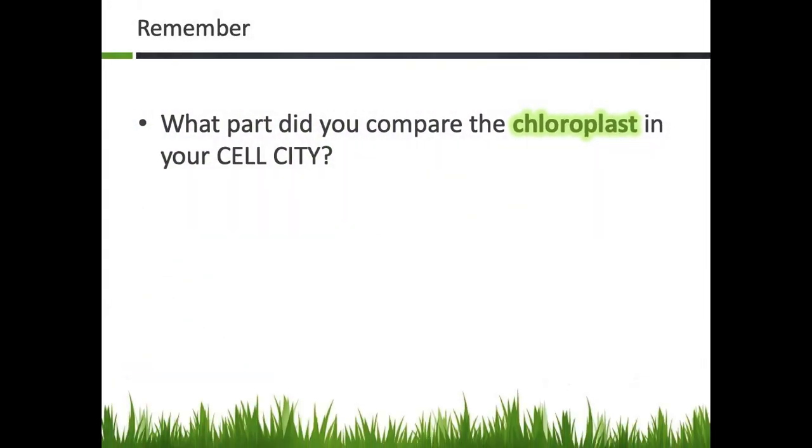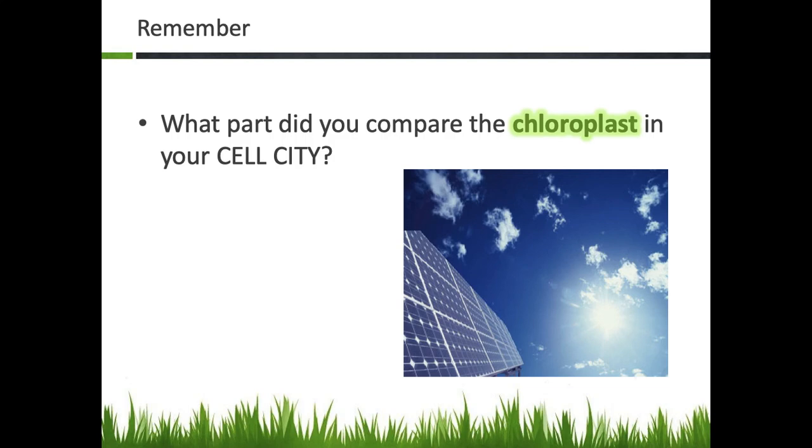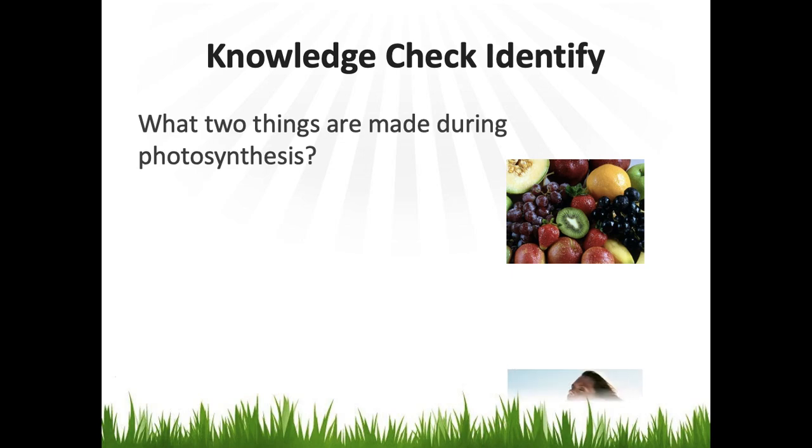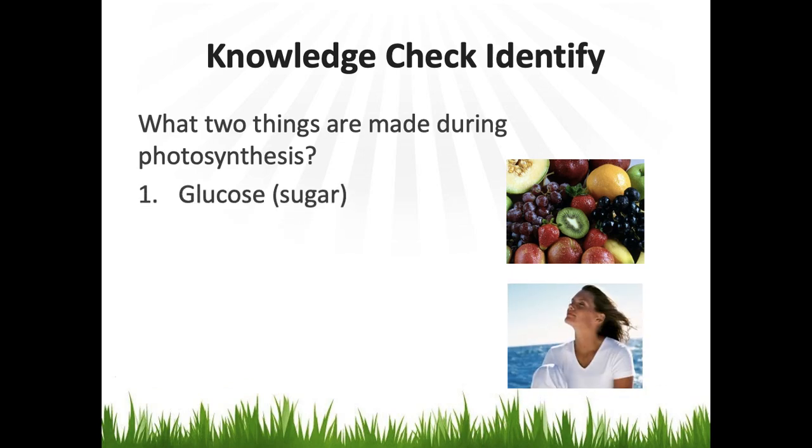Remember when we did the Cell City project and we compared each part of the cell to a part of the city? What did we compare the chloroplast to? See if you can remember. We compared the chloroplast to solar panels because they do the same job. They trap energy from the sun. Okay, knowledge check. Before we move on, can you remember what two things are made during photosynthesis? Give you a clue. One is glucose sugar, our foods, and two, oxygen.